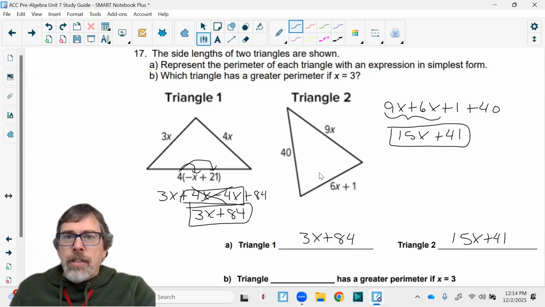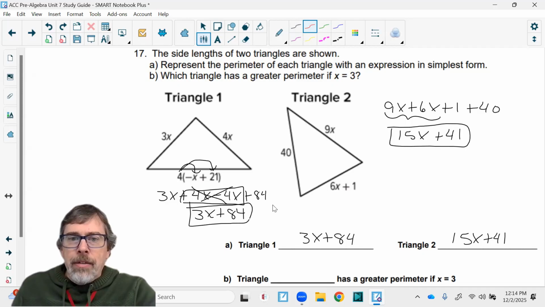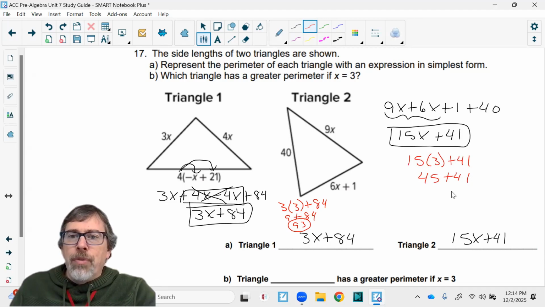Okay, and then if we substitute in a 3 in each of these, I would get 3 times 3 plus 84. That's this one, which is 9 plus 84, which is 93. So triangle 1 had a perimeter of 93 when x was 3. 15 times 3 plus 41. 15 times 3 is 45. 45 plus 41 is 86. Okay, which had a greater perimeter when x is 3? It was triangle 1. 93 is more than 86.